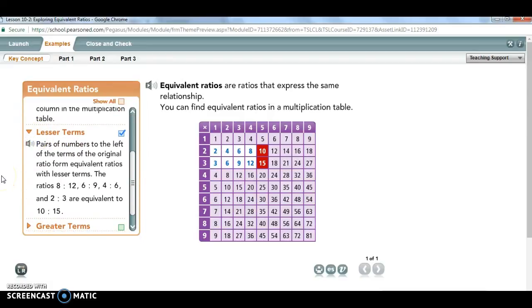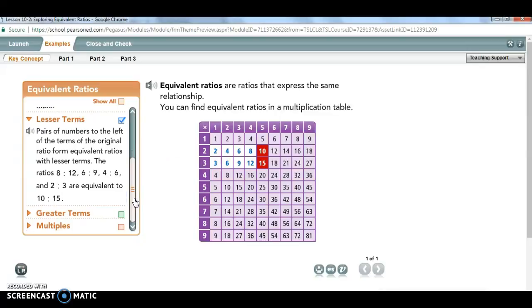Pairs of numbers to the left of the terms of the original ratio form equivalent ratios with lesser terms. The ratios 8 to 12, 6 to 9, 4 to 6, and 2 to 3 are equivalent to 10 to 15. So you look at this as a ratio, kind of like a fraction is set up, top number over bottom number, and knowing that all of these ratios, because they're in the same row, are going to be equivalent. They're the lesser terms because those numbers are less than 10 and 15.